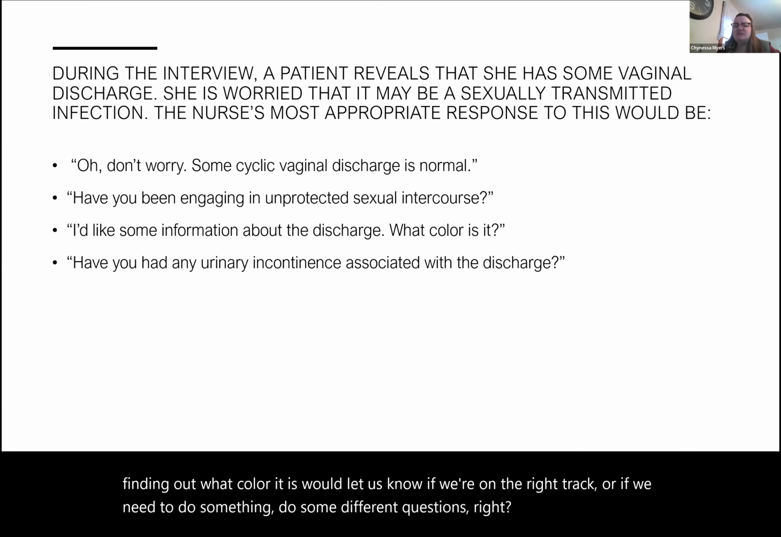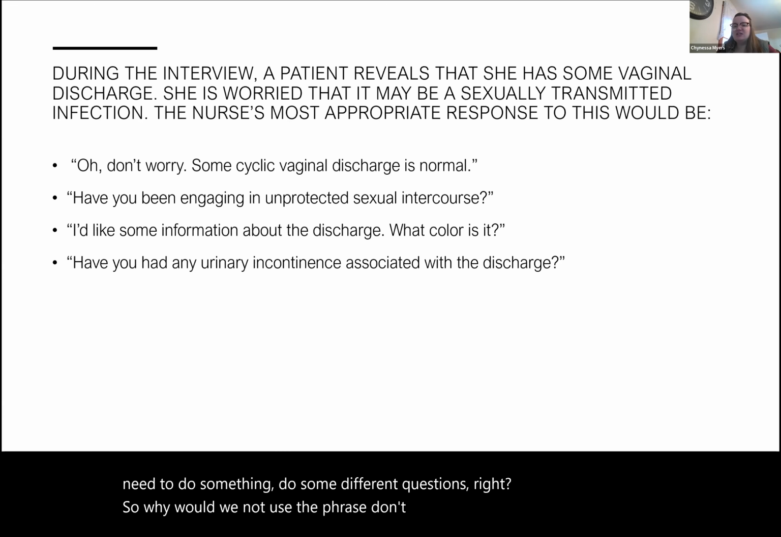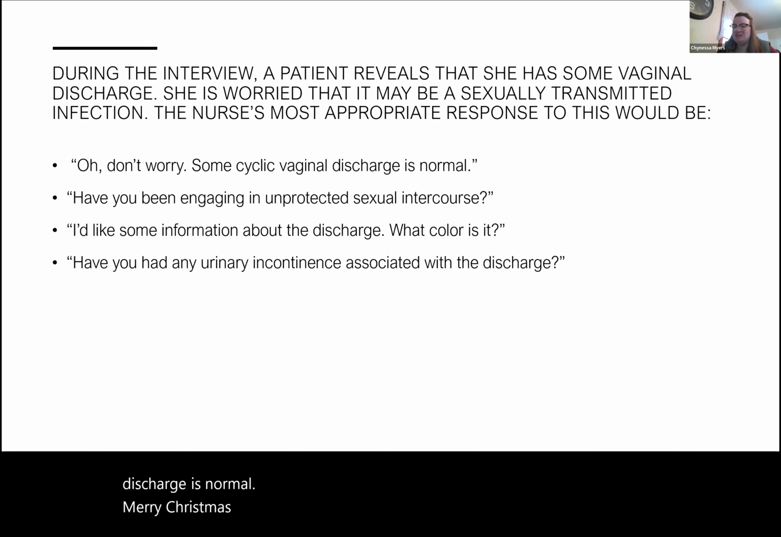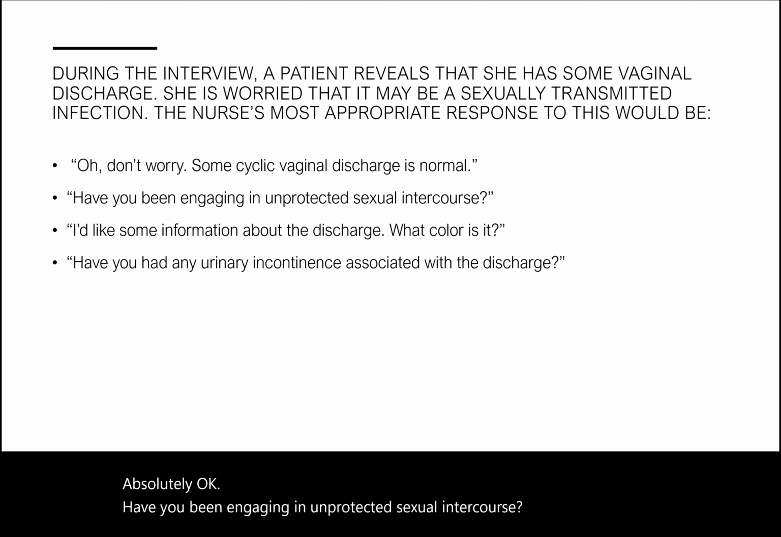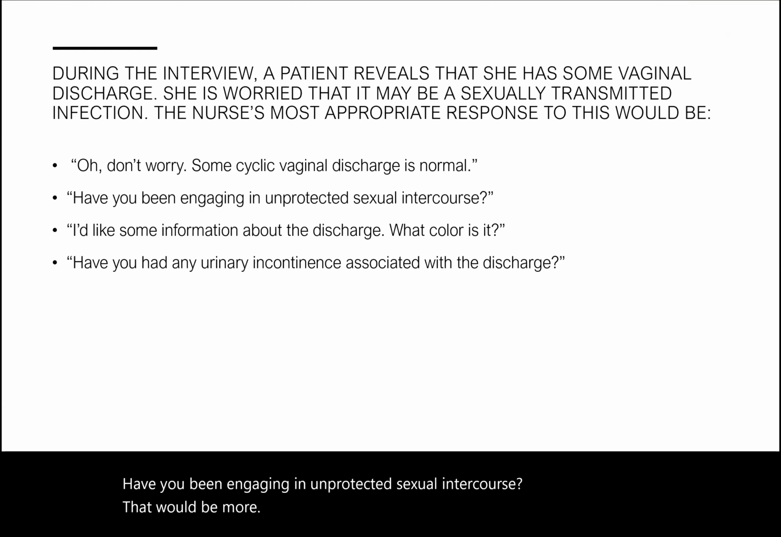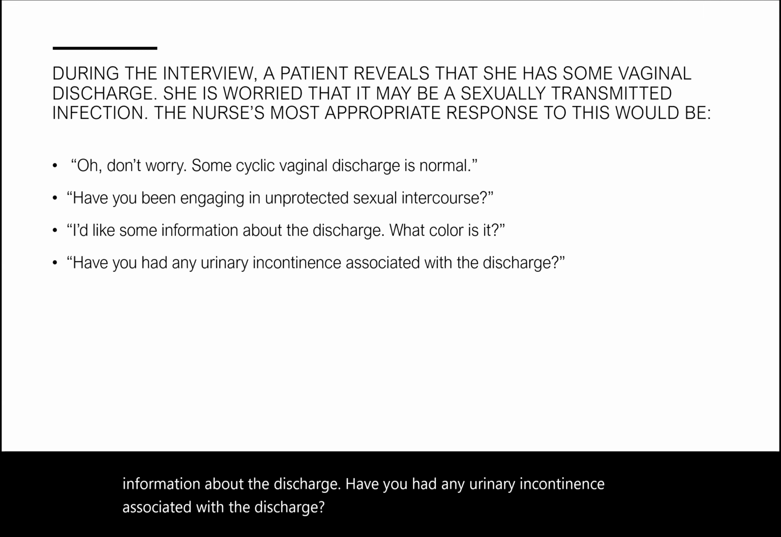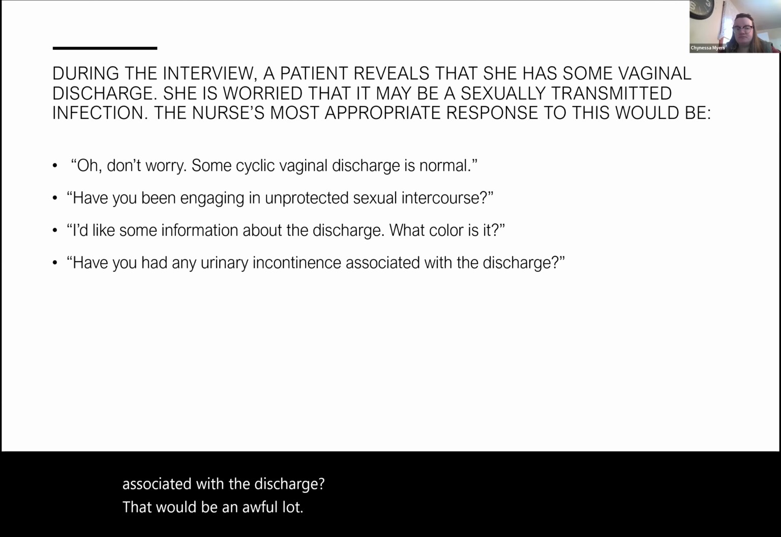Okay. So why would we not use the phrase, oh, don't worry, some cyclic vaginal discharge is normal? That's very dismissive. Like you're not concerned about it, totally just writing off her concerns. Absolutely. Okay. Have you been engaging in unprotected sexual intercourse? That would be more of a follow-up question after you get more information of the discharge. And I agree, Marisol. That would be a follow-up question after we get more information about the discharge. Have you had any urinary incontinence associated with the discharge? That would also be a follow-up. Also a follow-up, for sure.